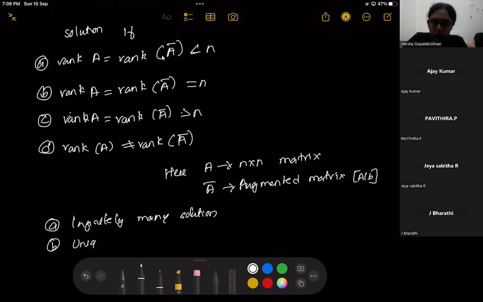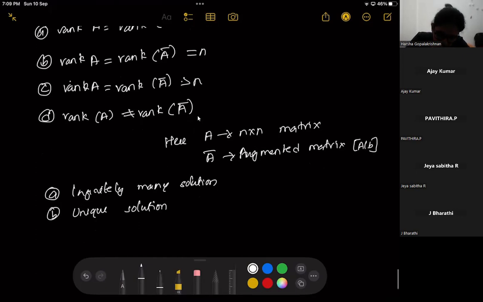And what about the third option? Is the third option possible? Rank of A bar greater than n. Is this possible? No, because the maximum possible rank of A is n. It is an n by n matrix, and A bar will be an n by n plus 1 matrix. So its rank can be at most n. Greater than n is not possible. So the case C is not at all possible.